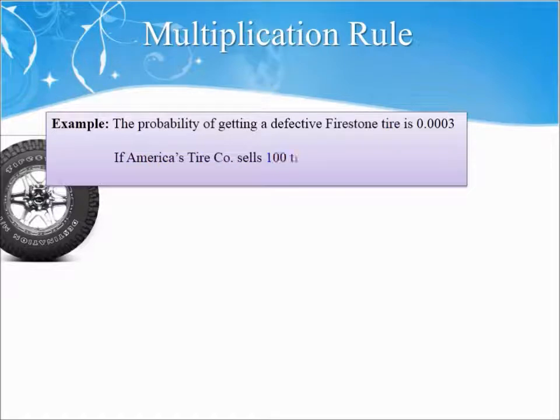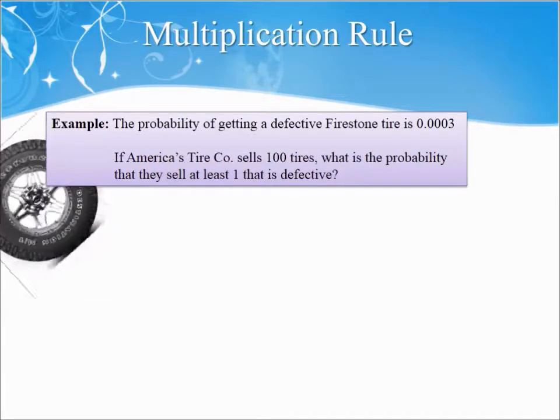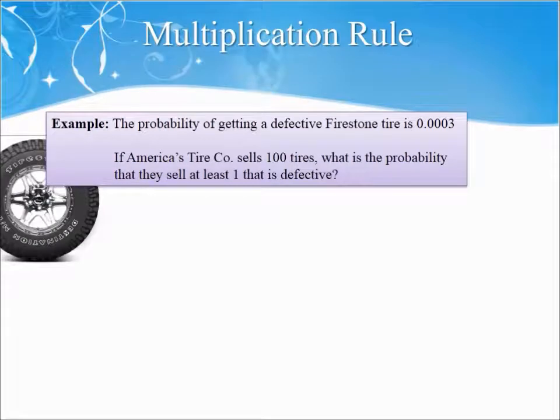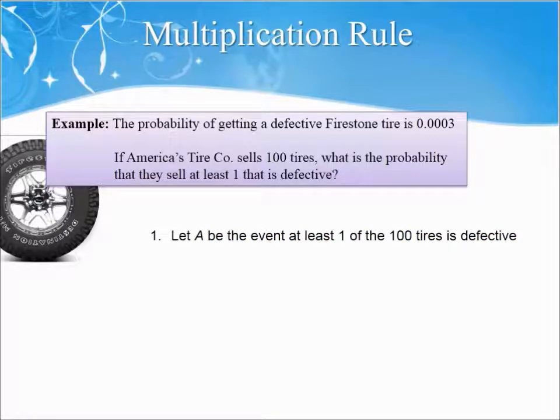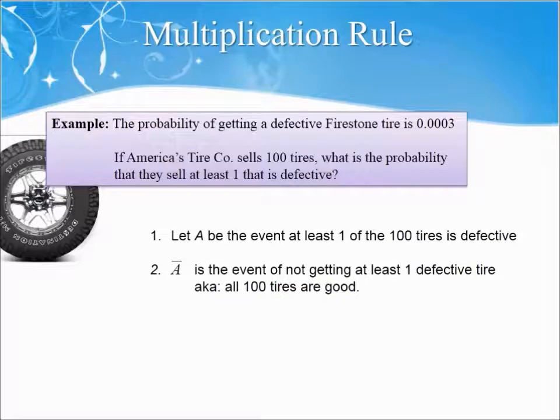The probability of getting a defective Firestone tire is 0.0003. If America's Tire Company sells 100 tires, what is the probability that they sell at least one that is defective? We'll let A be the event that at least one of the 100 tires is defective. Then A bar, or A complement, is the event of not getting at least one defective tire, or in other words, all 100 tires are good.